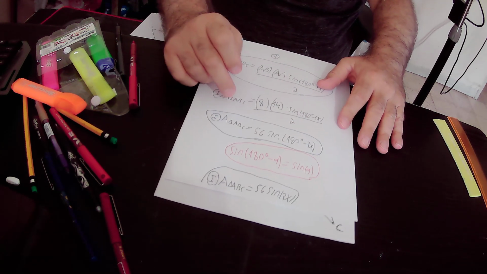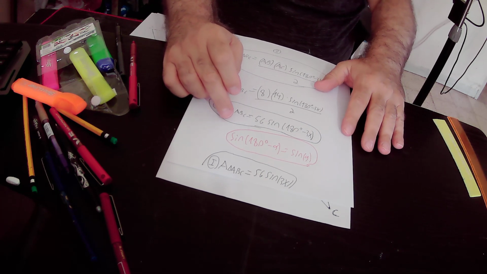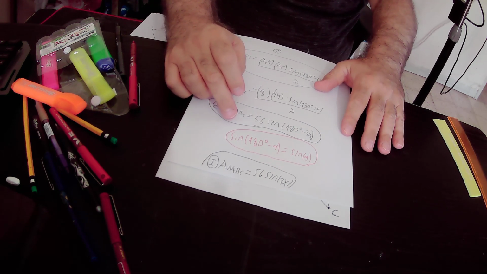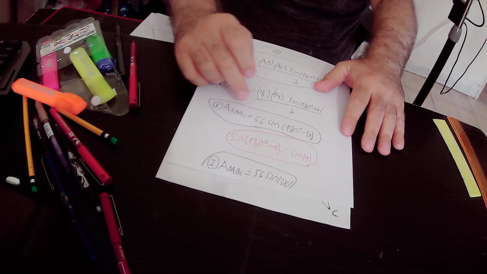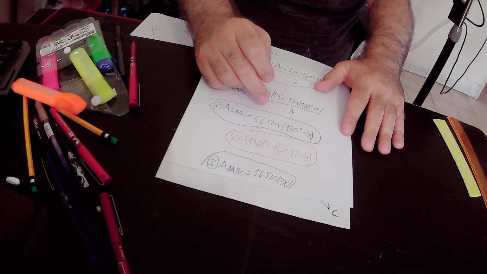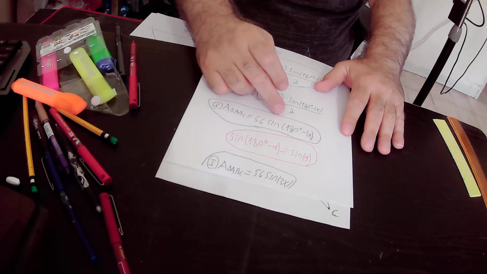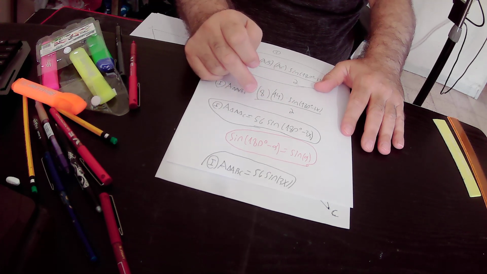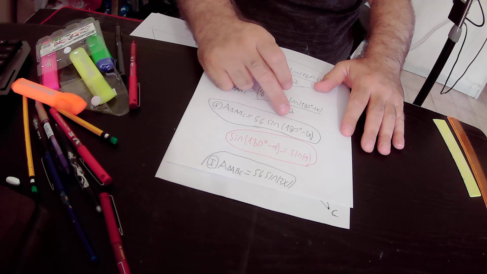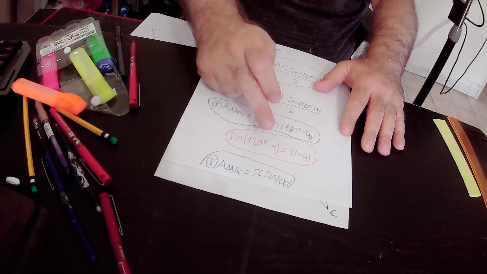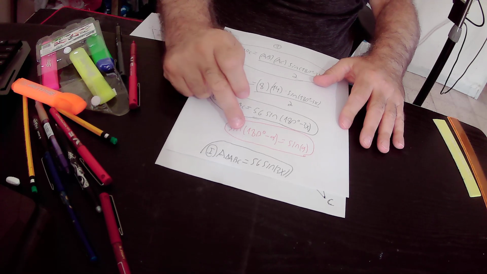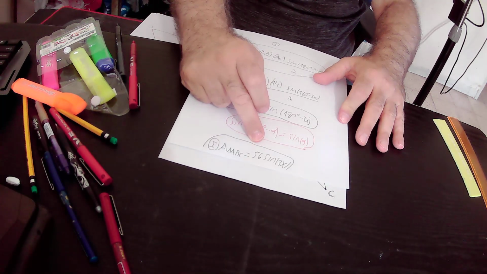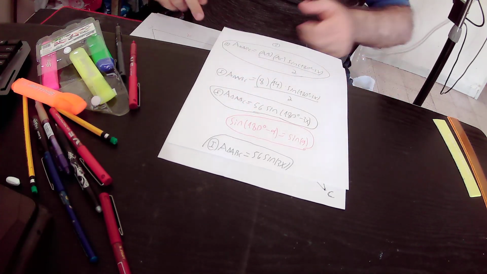And we have the trigonometric identity that states that sine of (180 degrees minus alpha) equals sine alpha. So we can say that sine of (180 degrees minus 3x) equals sine 3x. So the area of triangle ABC equals 56 sine 3x.